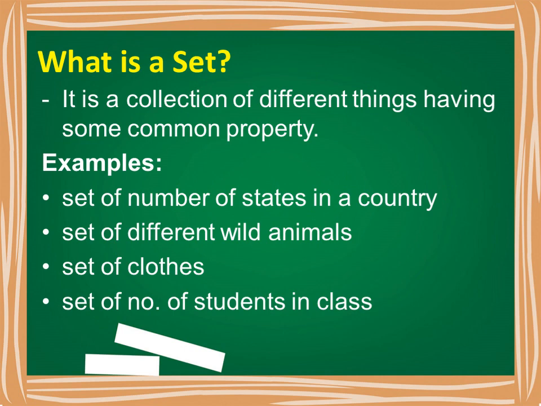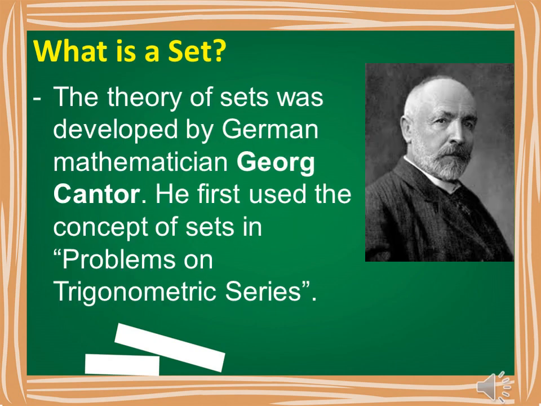So let's first define set. What is a set? A set is a collection of different things having the same common property. Examples can be set of number of states in a country, set of different wild animals, set of clothes, set of number of students in class. The theory of sets was developed by German mathematician George Cantor. He first used the concept of sets in problems on trigonometric series.